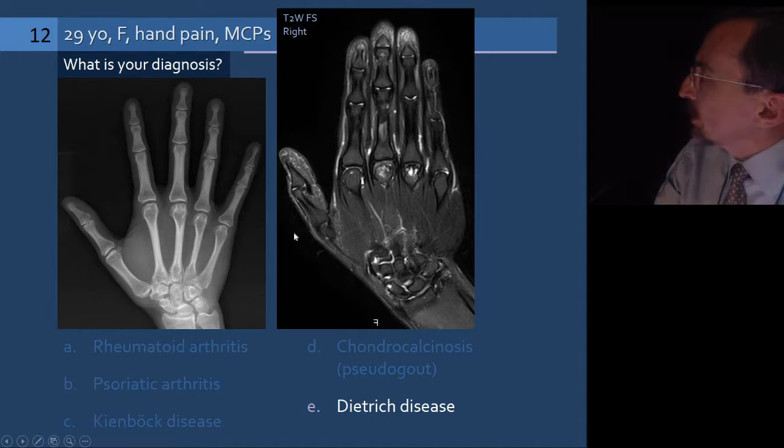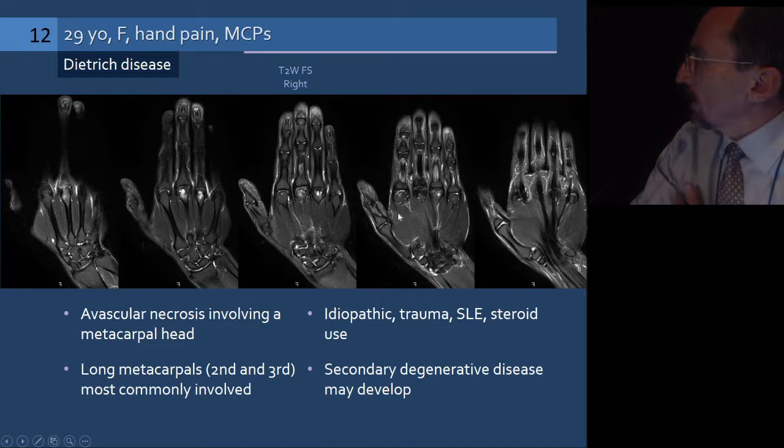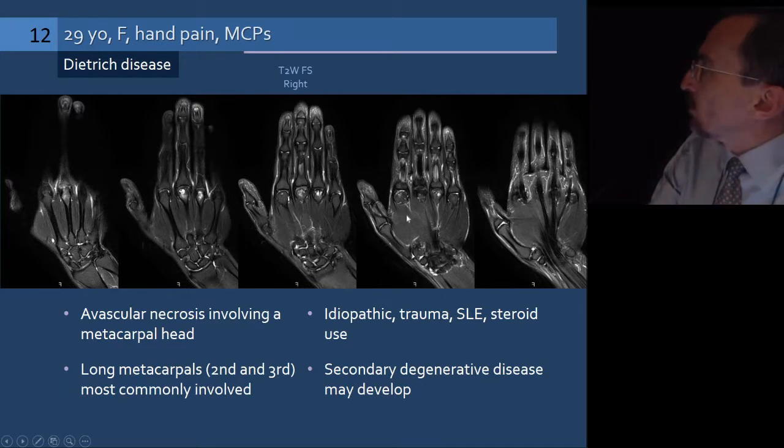And in this patient here, there was no history of SLE, no history of corticosteroid use, no rheumatoid arthritis, and it is the avascular necrosis involving a metacarpal head. Usually, it involves the long metacarpals, like the second and third. Our patient had all the metacarpals involved, including the first ones on both sides, although to a lesser degree. And this could well be idiopathic or traumatic. Apparently, this patient had this condition in an idiopathic way.